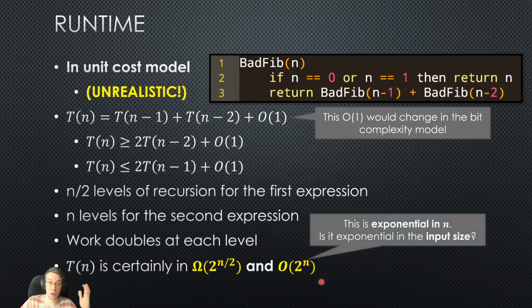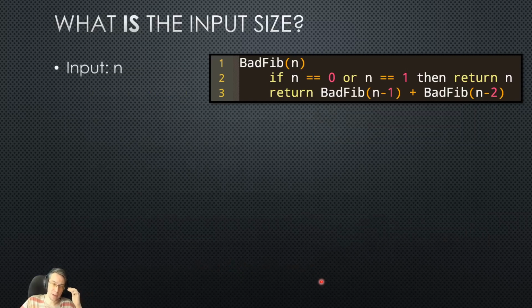So this is pretty horrible. This is exponential in n. Is it exponential in the input size? Well, that's something we'll have to think about more carefully, because what's the input size here? The input is n, right? And how many bits would it take to store n? If we're thinking about bits, it takes log n bits.